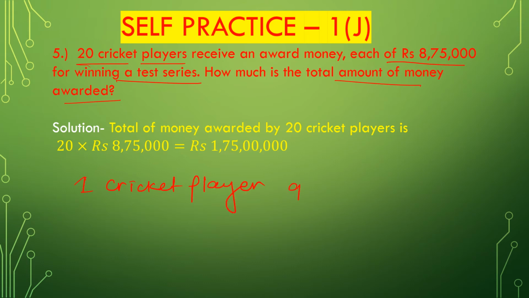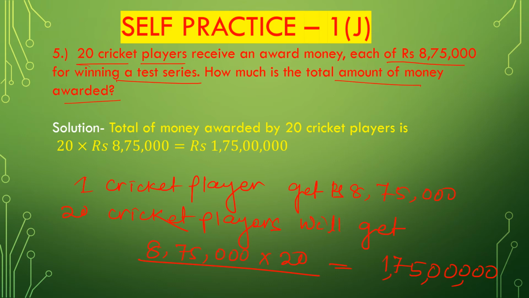One cricket player gets 8,75,000. So 20 cricket players will get 8,75,000 multiplied by 20. How many zeros? 1, 2, 3, 4, 5, 10. 2, 7, 14. 14 plus 1 is 15. 2, 8, 16. 16 plus 1 is 17.